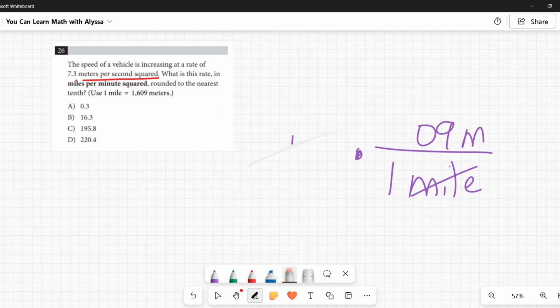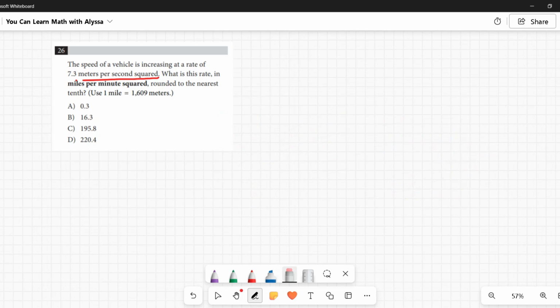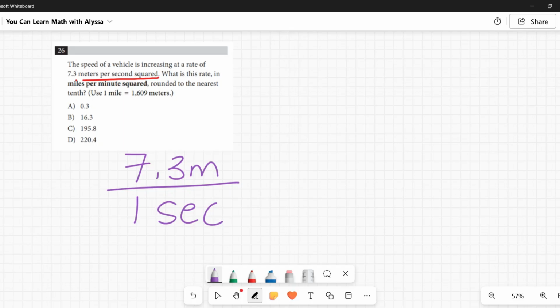When you have multiple units in the same thing, you have to convert every single unit, so you multiply by multiple things. I have 7.3 meters per second squared. So it's over 1 second times 1 over 1 second. That I think is the easiest way, because it's second times second, 1 second squared.